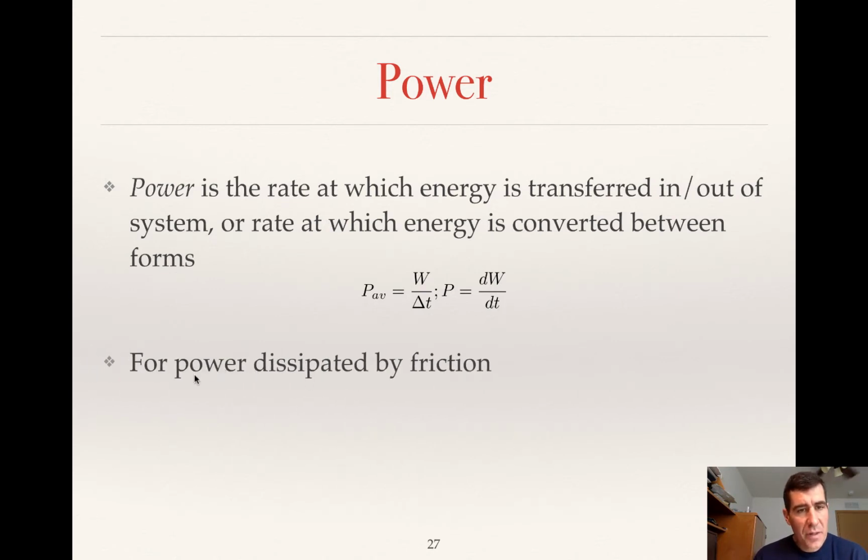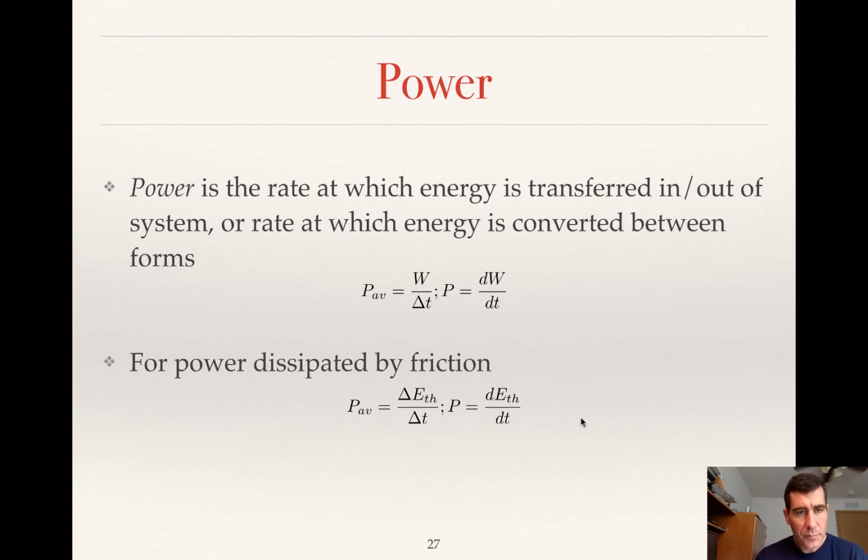Now, if you think about the power dissipated by friction, remember friction is one of these dissipative forces, and the work done by kinetic friction typically shows up as thermal energy in the system. So the average power dissipated by friction you can calculate as the change in thermal energy of your system, delta E thermal, divided by the time that took, delta t. And again, if we want the instantaneous rate, you take delta t, shrink it to 0, so it becomes a derivative. So the instantaneous power dissipated by friction is the derivative of the thermal energy of the system with respect to time.